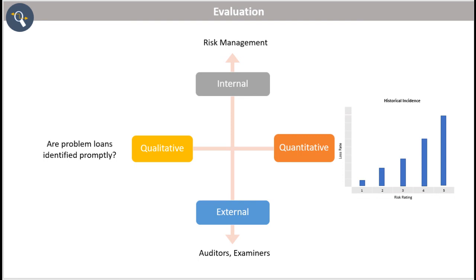The evaluation can be qualitative or quantitative, such as monitoring historical incidence of default by risk rating to see if risk ratings have been predictive of default. In addition to internal assessment, evaluations by auditors and examiners provide good feedback about whether credit risk rating systems are adequate.